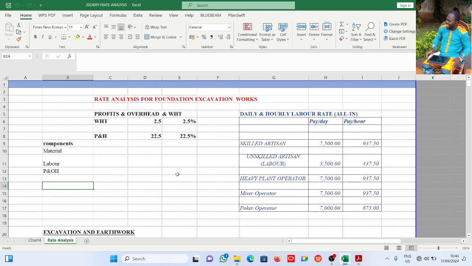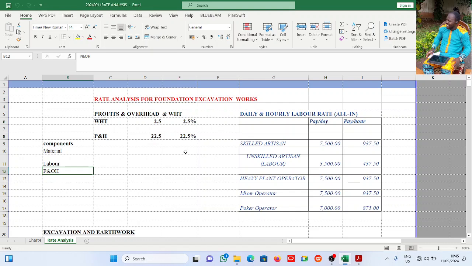Material, of course, is inclusive of the delivery to site or not, and you are going to show that in your analysis. Now, profit and overhead, basically, everything described under profit and overhead is inclusive of withholding tax. You may not know, but your employer knows. It is inclusive of withholding tax because withholding tax is the tax paid by an employer on behalf of his employees to the government.